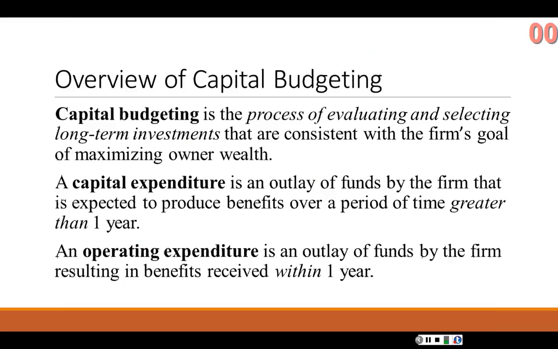So capital budgeting is the process of evaluating and selecting long-term investments. These investments must be consistent with the firm's goal of maximizing shareholder wealth. A capital expenditure is an outlay of funds that are expected to produce benefits for a period greater than 1 year. Fixed assets are considered capital expenditures. An operating expenditure is an outlay of funds by the firm that will result in benefits within 1 year.